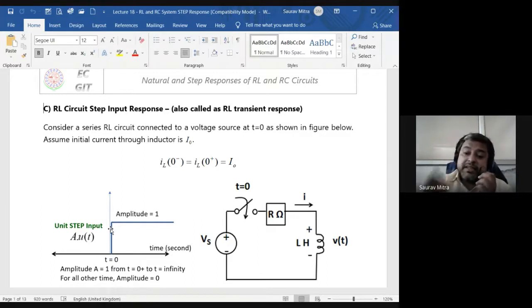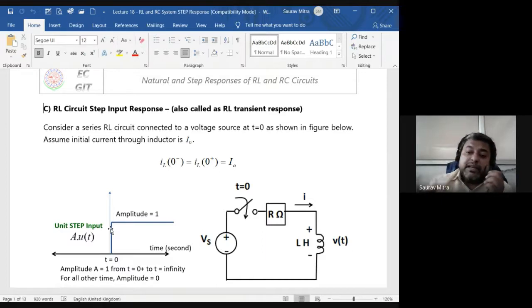For the RC circuit, what was the impulse response? We have seen initially the voltage was V0. So V0 is called the initial voltage, and that V0 will fall and come to 0. And how will it fall? Exponentially. And what was the equation? V0 into e raised to minus t divided by RC.